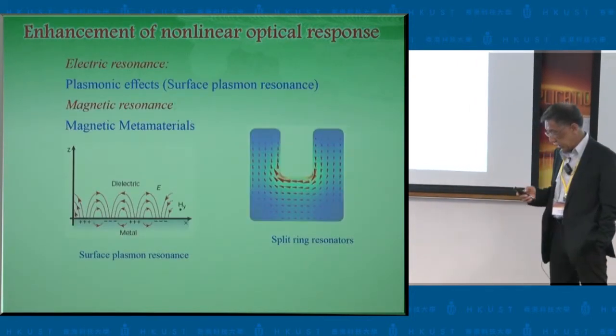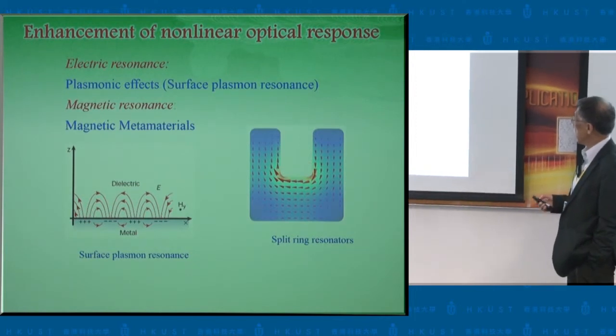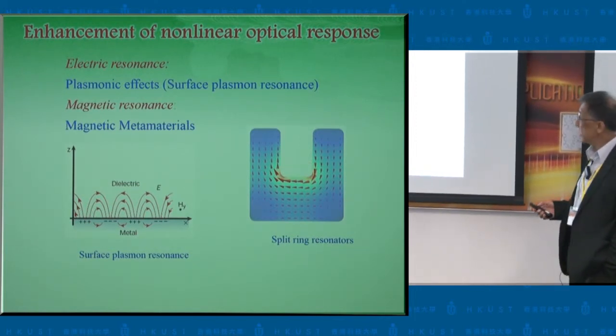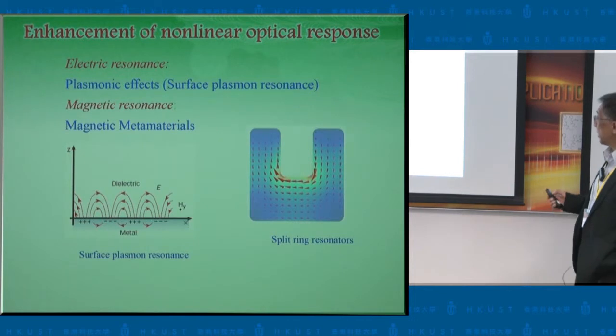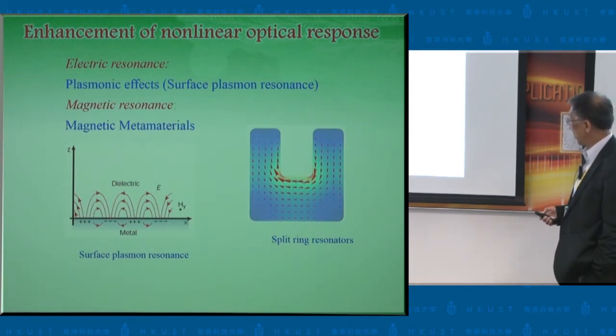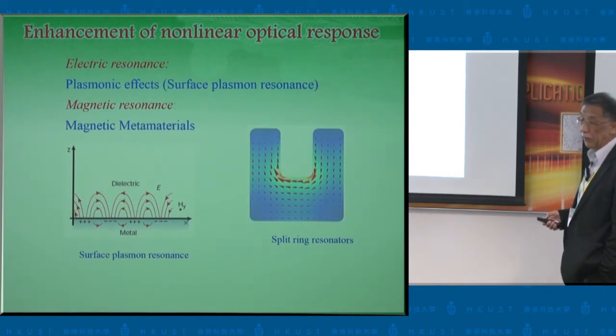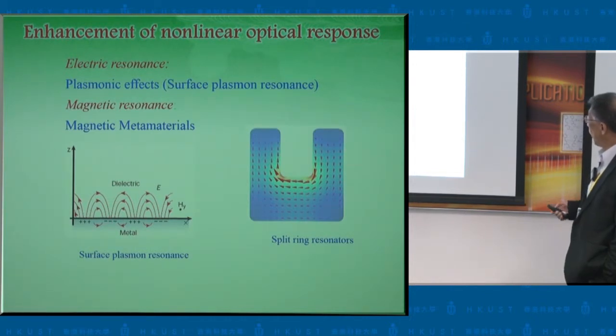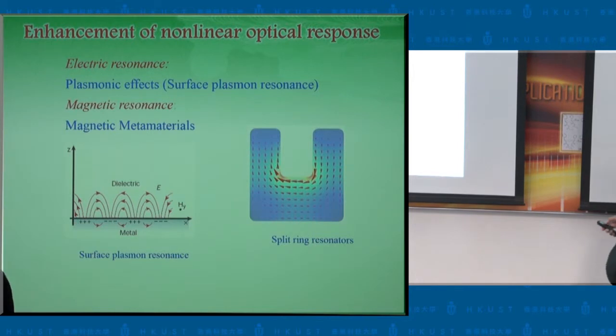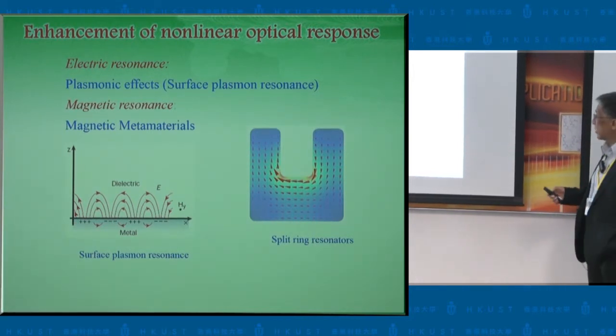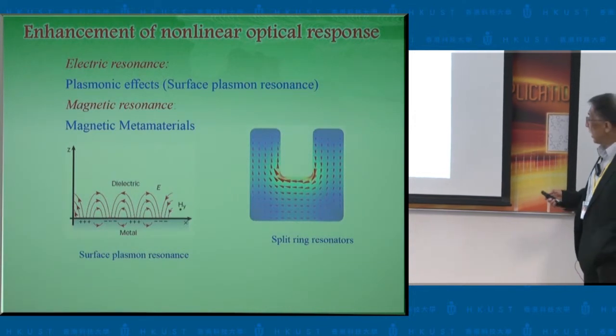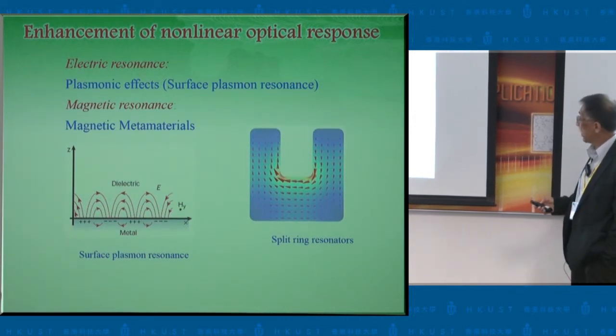Now to enhance the NLO itself, there are two ways of doing it. You either use electric resonance or magnetic resonance. For the electric resonance, obviously you could use the plasmonic effect here. This is the pictorial form where you have the surface plasmon resonance, which you could couple to the nonlinear properties of the material, or you could use, for example, split ring resonators, where you have a strong magnetic field that you can use to do the enhancement.